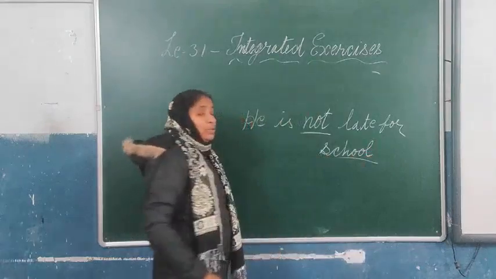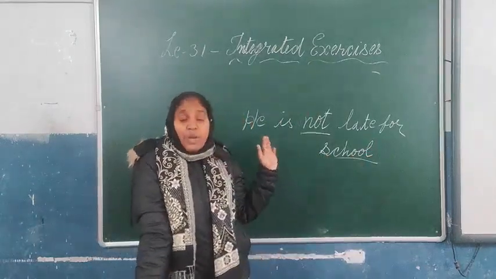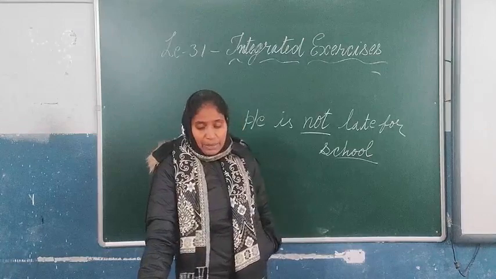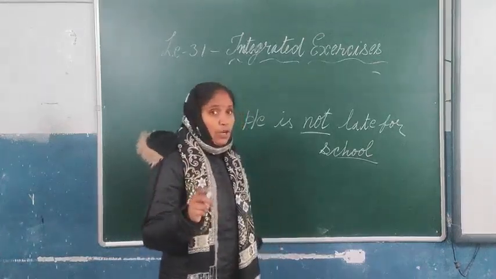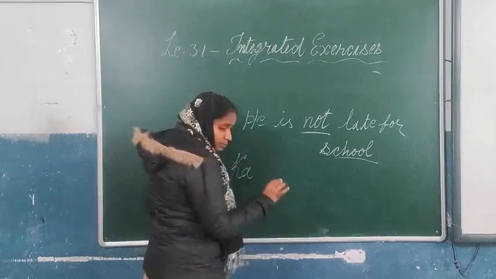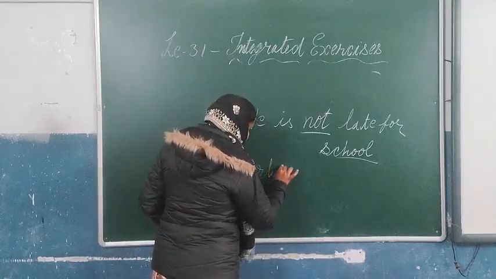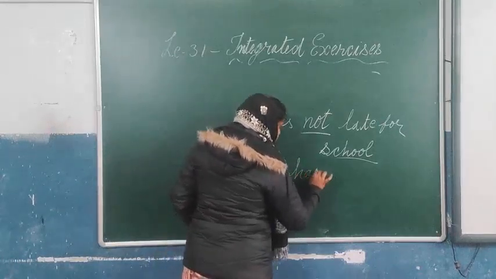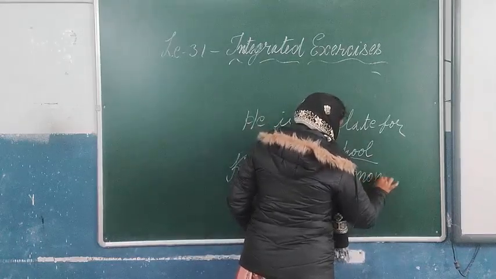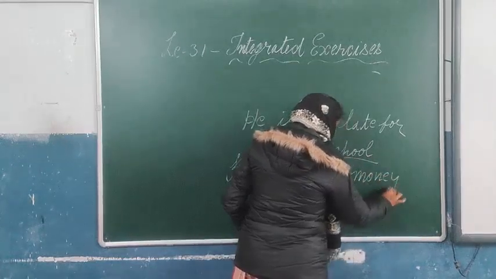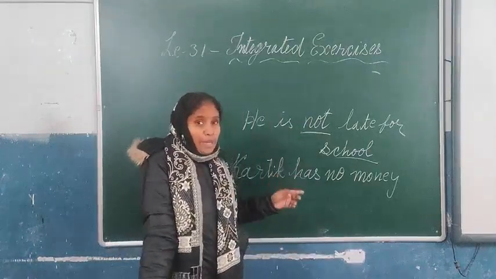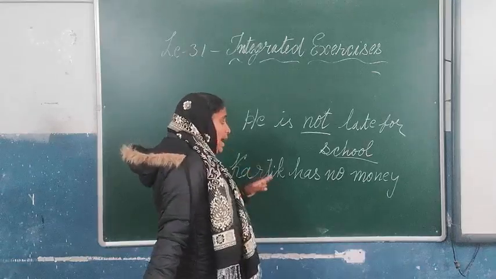So this is the way you have to complete these sentences. You have to use the not. Then the second one, you see, Kartik has much money. Kartik has much money, we will not say. Instead of much, we want to use no money. Kartik has no money, you can say. We won't write the much there. We will be using the no. So Kartik has no money.